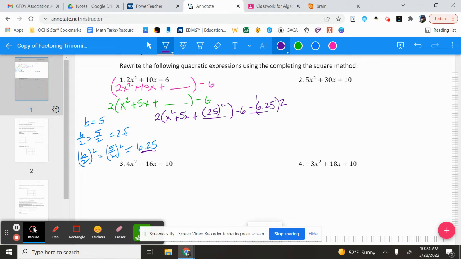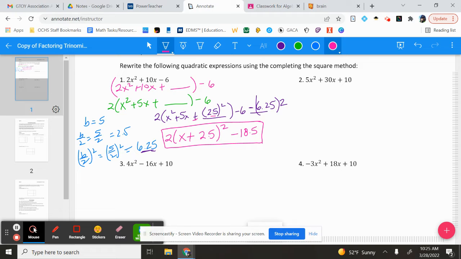Now I can get ready to write my final answer, and when I do that, remember we are going to put it in vertex form. This was a positive 2.5, so x plus 2.5 squared, and then I can just take all of this and put it into my calculator, negative 6 minus 6.25. And I'm sorry, not squared, but 6.25 times 2. So when I type in my calculator, negative 6 minus 2 times 6.25, I get negative 18.5. And that is going to be my final answer of how I completed the square for number 1.